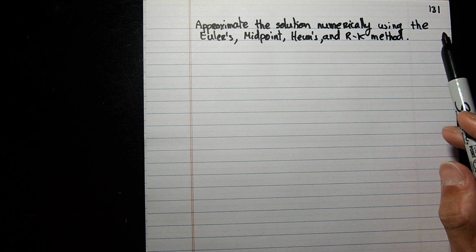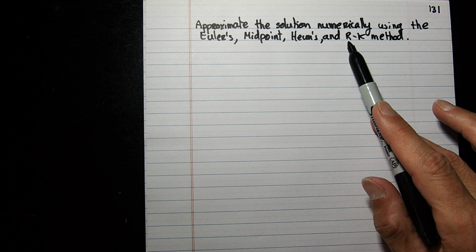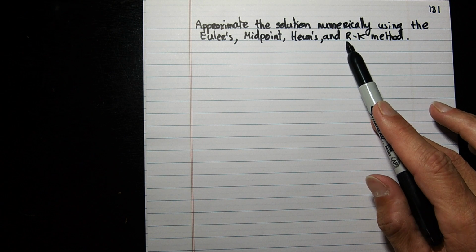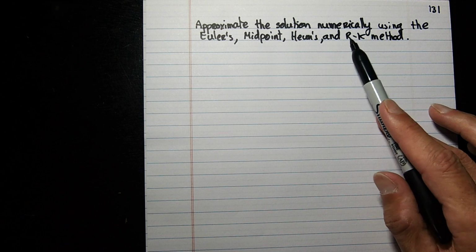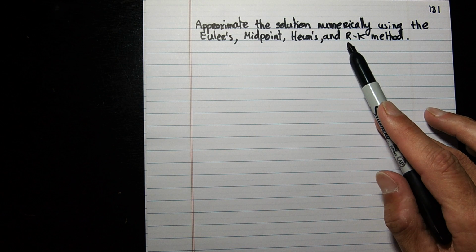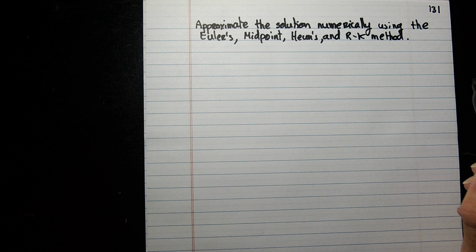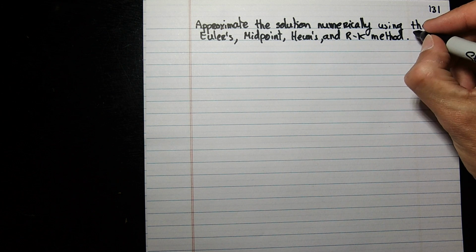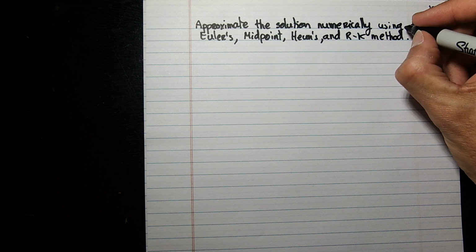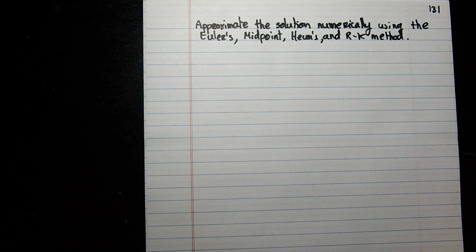One thing here: some people think that Runge-Kutta was actually just one person, but actually Runge was a German mathematician and physicist, and Kutta was from another country, but they both came up at about the same time with the same solution. These are two different persons. It's not just one person. Approximate the solution numerically using Euler's, midpoint, Heun's, and Runge-Kutta method.